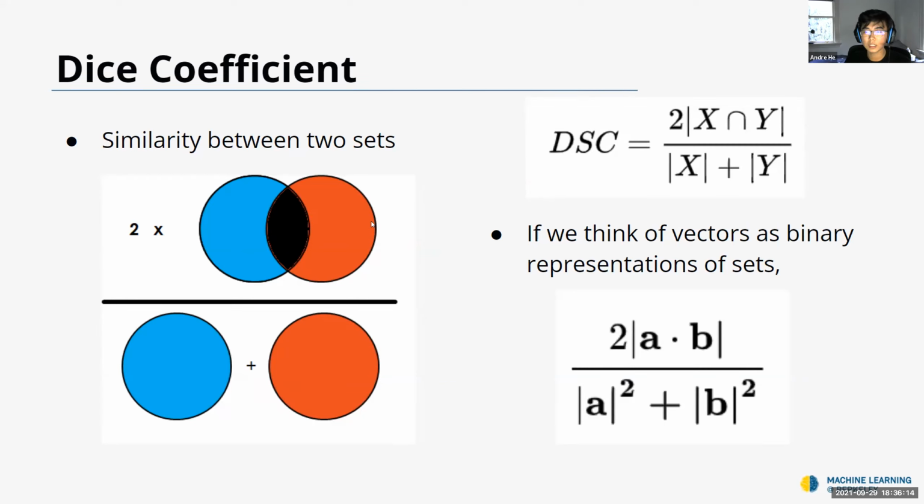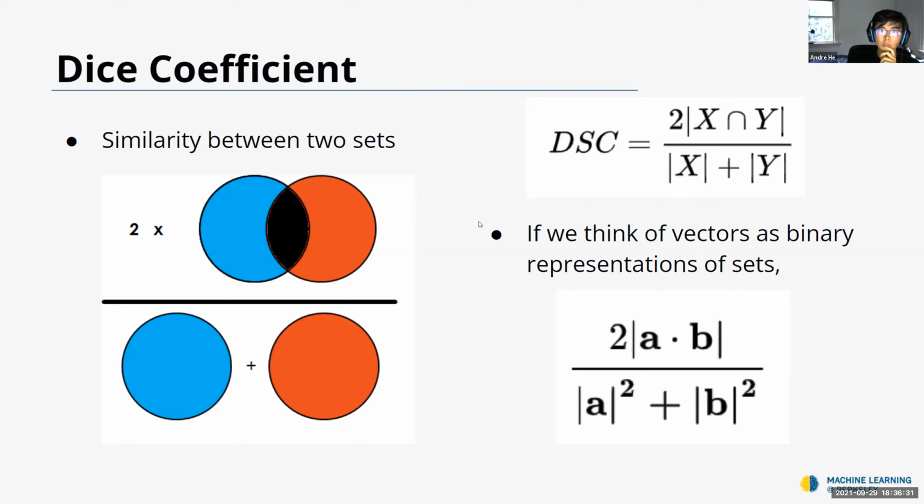And in that case, the dot product between these two vectors is just the intersection. It just counts how many items they have in common, and the magnitude is just the actual size of the set.